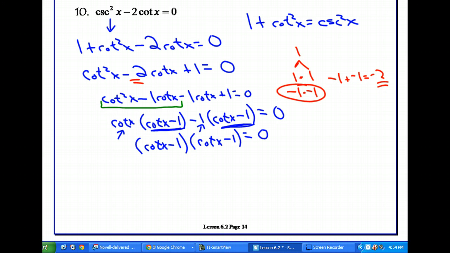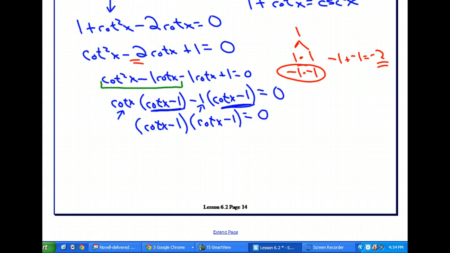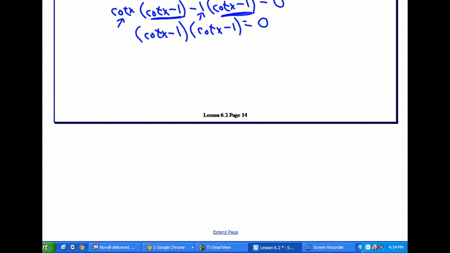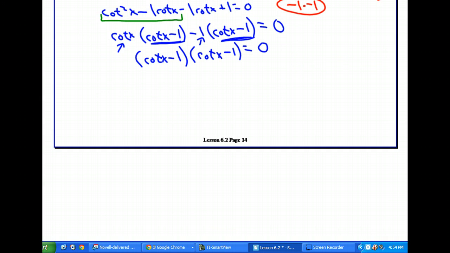Again, this equals 0. How do I set something equal to 0? Well, either the first term equals 0 or the second term equals 0. They're the same thing. So let's save ourselves a little trouble and say cotangent of x would equal 1. Take the reciprocal. The tangent of x would equal 1. And where does the tangent equal 1? Check your unit circle. That's pi fourths and 5 pi fourths.